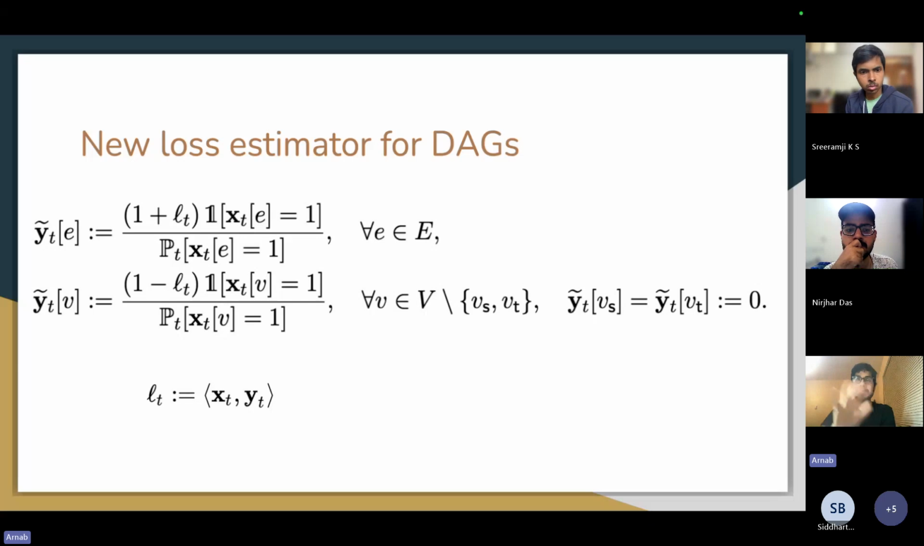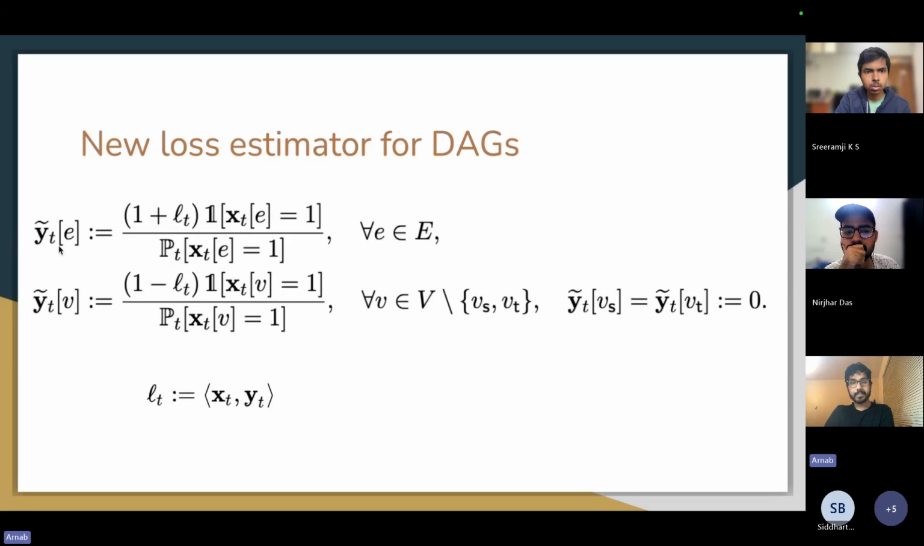Like in standard multi-arm bandits, you have the loss and the indicator of whether you chose that arm, divided by the probability that you actually chose that arm. So that is the standard multi-arm bandit importance weighting loss estimator. In spirit, here also we are doing something similar.